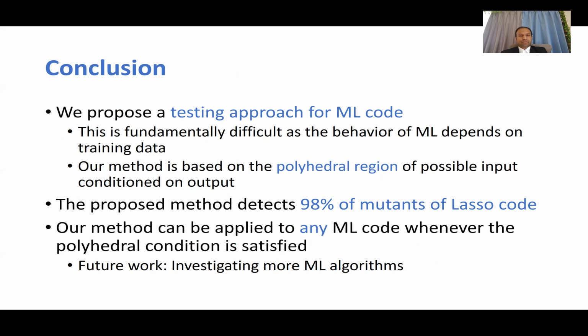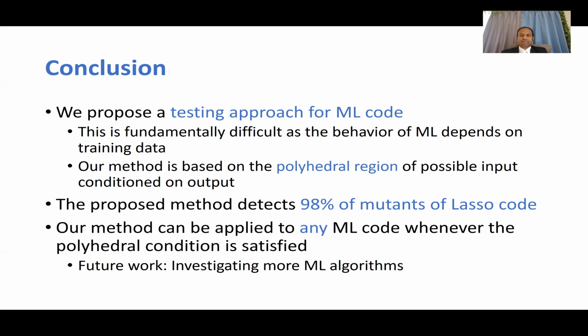In conclusion, we propose a testing approach for ML code. As we know, detecting ML code bugs is a little difficult because ML depends on the training data, so its behavior changes frequently. Our method is based on polyhedral regions, which depend on the possible input conditions on output. Our method can detect 98% of mutants of Lasso code, which is extremely good.